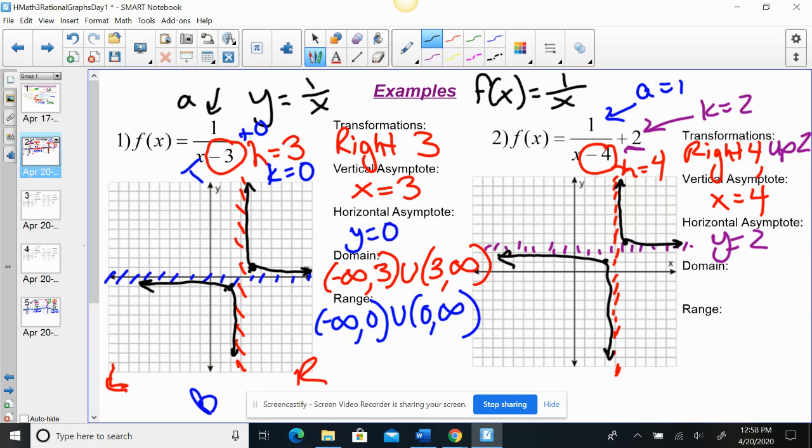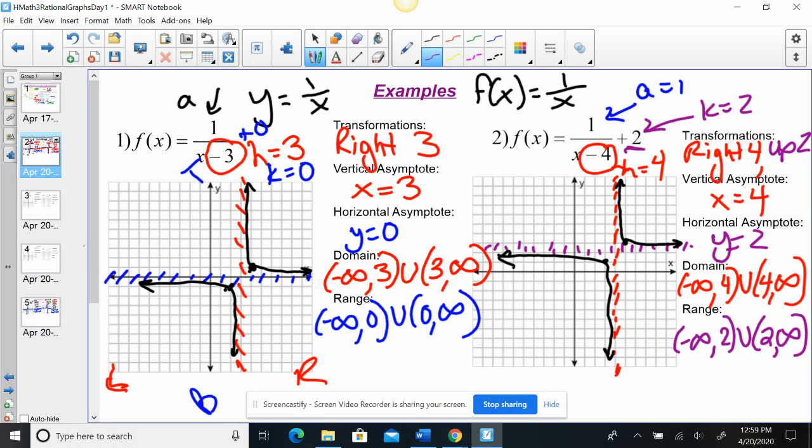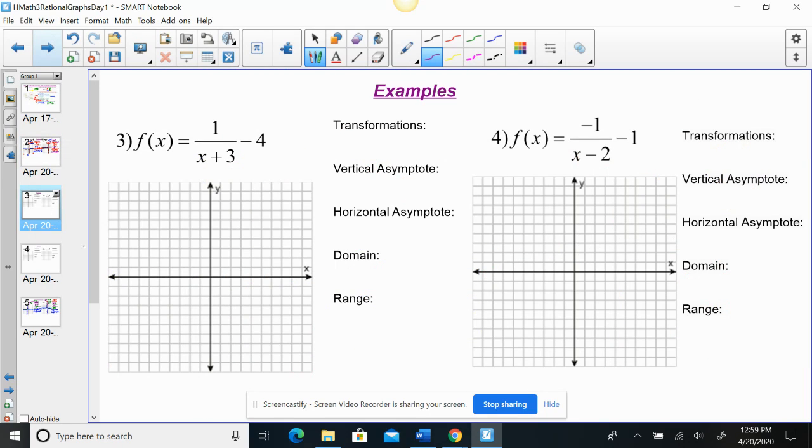If I'm talking about my domain is x values, so negative infinity, skip over 4, and then 4 to positive infinity. My range, I'm going to look at my y values, so negative infinity to 2, skip over 2, and go to positive infinity. Okay, why don't you guys try these next 2 before I do them? So just pause it, try it, then check it.